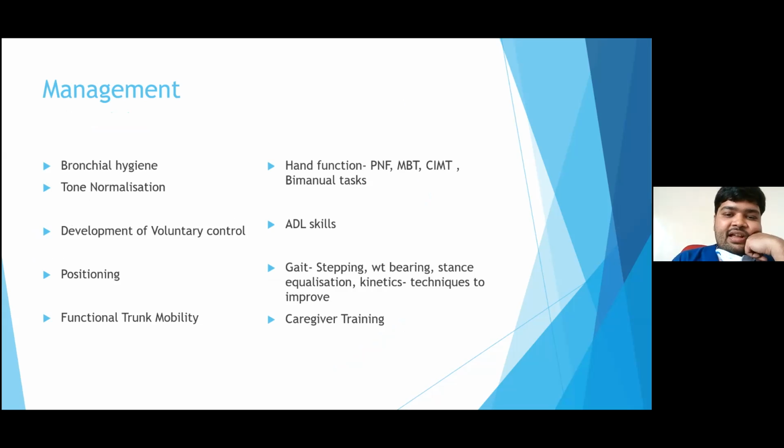Then equalization of stance phase with weight shifts, and then you use techniques to improve the kinetics of gait, such as with a TheraBand. If you go online and search for TheraBand assisted gait training in stroke, there'll be a lot of very informative videos, techniques that help to facilitate dorsiflexion as well as hip flexion. Usually in stroke, there is a synergy pattern where the lower limb is in extensor synergy. So there'll be restricted knee flexion, restricted ankle dorsiflexion and restricted hip flexion.